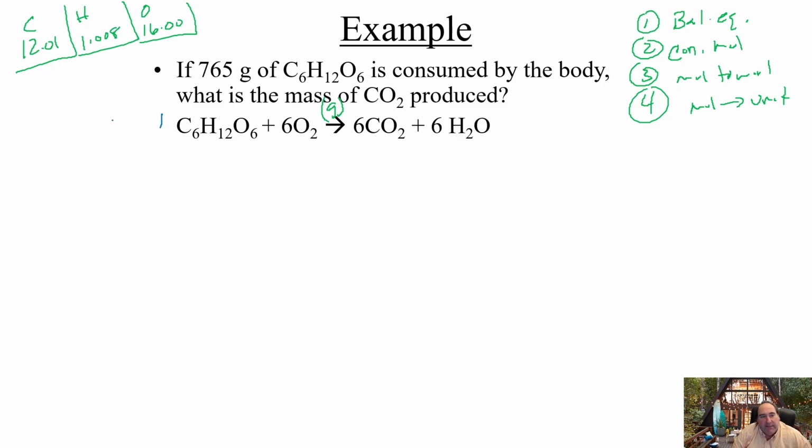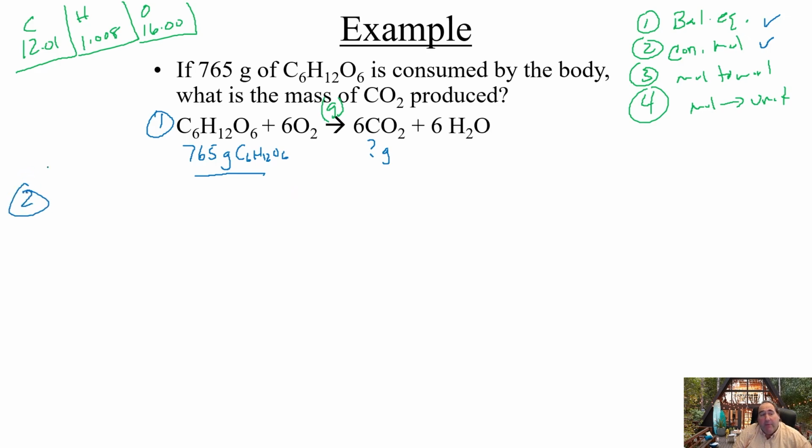So we have an equation, and if you checked it, it is balanced here, so that's good. We are given 765 grams of this guy here, and we are looking in this case for how many grams of CO2. So this is definitely a stoichiometry problem. We got our balanced equation. Do we need to do step number 2, which is convert to moles? I hope you are shaking your head yes, because we are given grams. So we do need to do the second step.